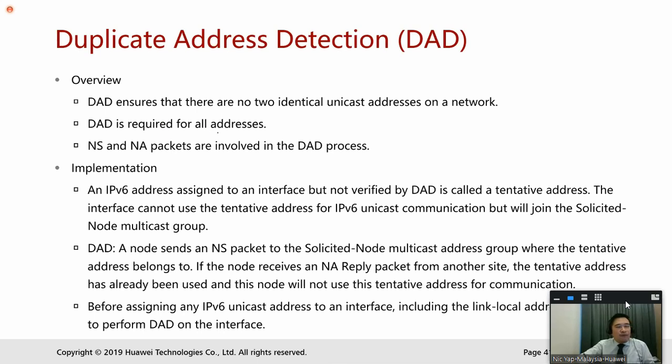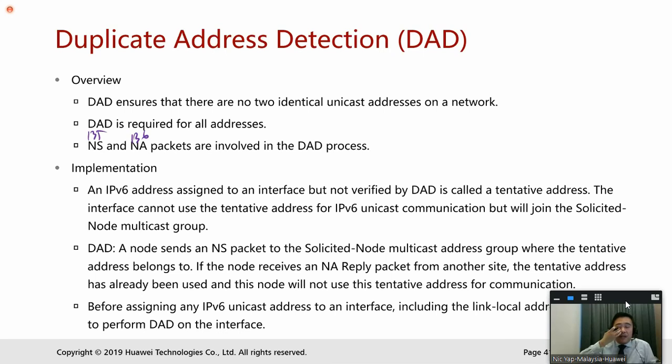DAD is required for all addresses, and NS and NA packets are involved in the DAD process. It means that ICMPv6 type 135 and 136. These are the two types that we are using inside DAD.